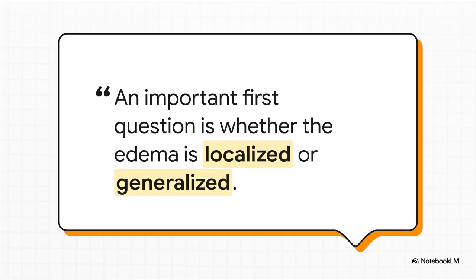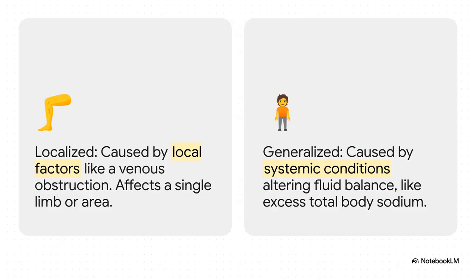Now listen up, because before your mind even jumps to thinking about the heart or the kidneys, this right here is your single most critical decision point. It's the fork in the road that is going to guide your entire diagnostic journey. So think of it this way. Is this a plumbing problem in just one room of the house? Like a clogged drain in a single leg? That's localized. Or is the main water pressure system for the entire house on the fritz? That's generalized. For today, our focus is squarely on those systemic, generalized causes.